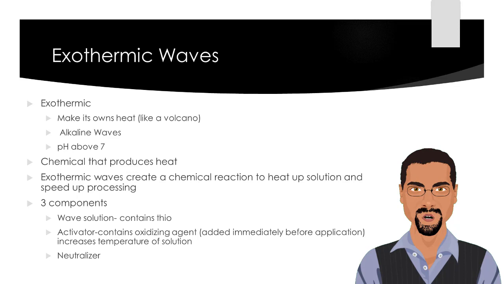An exothermic reaction is one that creates its own heat source. All exothermic waves have three components: permanent waving solution, an activator, and a neutralizer. The permanent waving solution contains thio, and the activator contains an oxidizing agent that must be added prior to the application. Mixing the oxidizer with the permanent waving solution creates a rapid release of heat and an increase in the temperature of the solution. This increased solution temperature shortens the processing time.